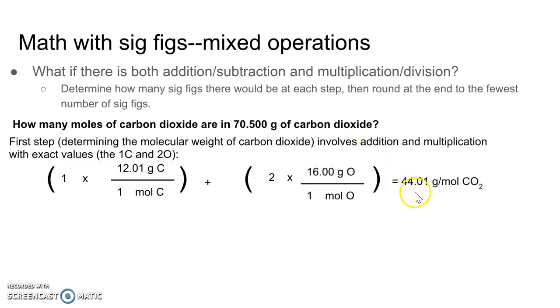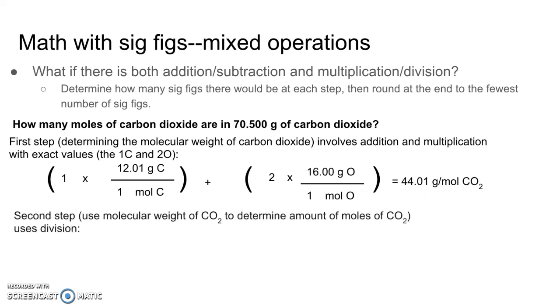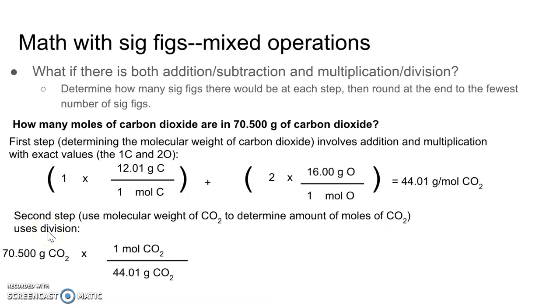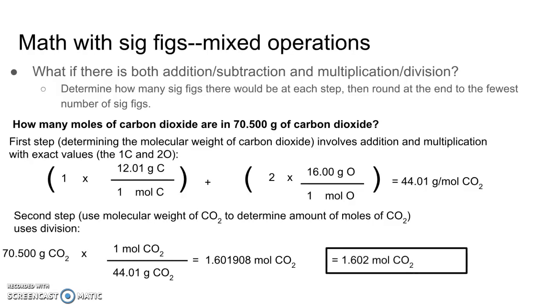So I go through, I calculate it out. This is actually what you get on your calculator, so it's fine. It's just important from here, I would know 4 sig figs is the max that I could have in my final answer. Okay, so now I'm going to use this molecular weight, and I'm going to use division, essentially. I'm going to set it up dimensional analysis-wise. So I use that number, the 70.500 grams. I divide by 41.01. Well, since that has fewer sig figs, once I get my calculator answer, I know I'm going to need 4 sig figs in the end, and so then it would be 1.602 moles of carbon dioxide.